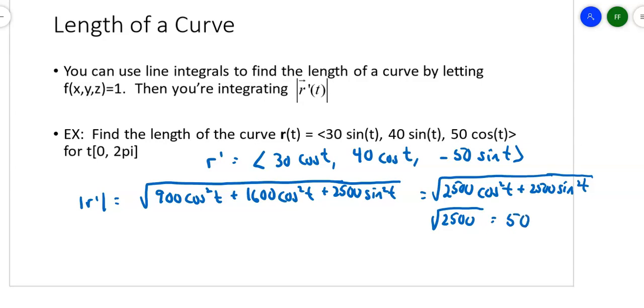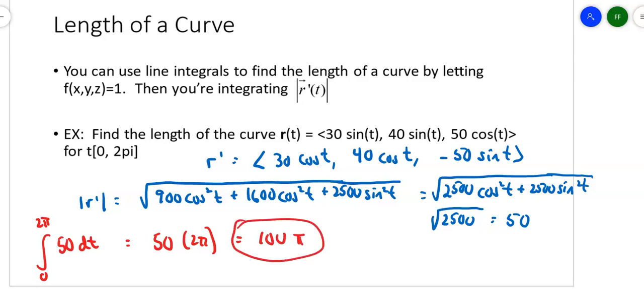The square root of 25 is 5. The square root of 100 is 10. 5 times 10 is 50. And so now, all that's left is for me to integrate from 0 to 2 pi of the magnitude of r prime with respect to t. So this gives me 50 times 2 pi minus 50 times 0, 100 pi. All right, so that's what we did. We essentially set it up as 1 times the magnitude of r prime, integrate it, and you end up with 100 pi.